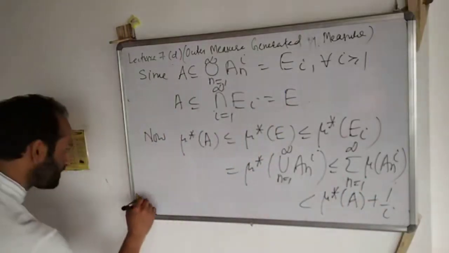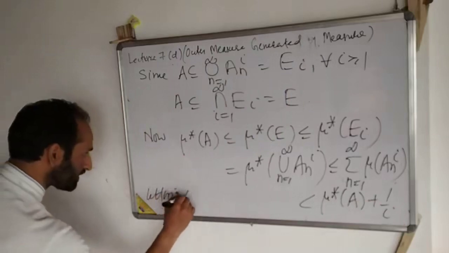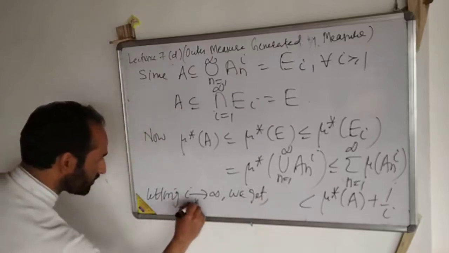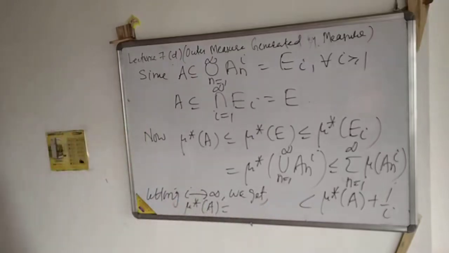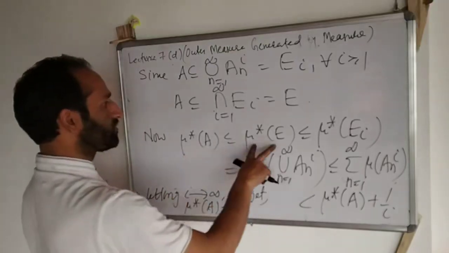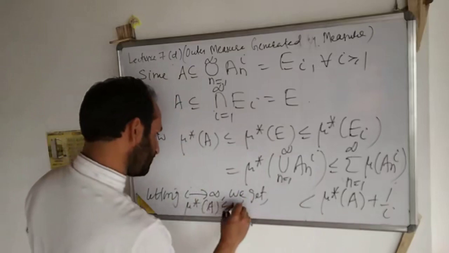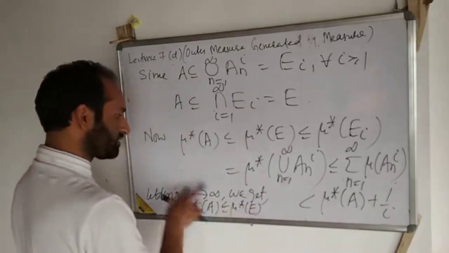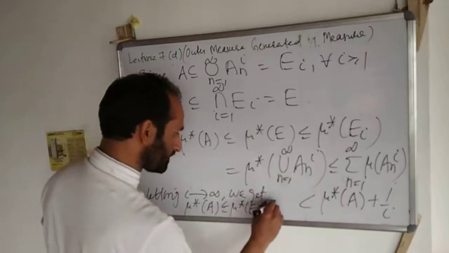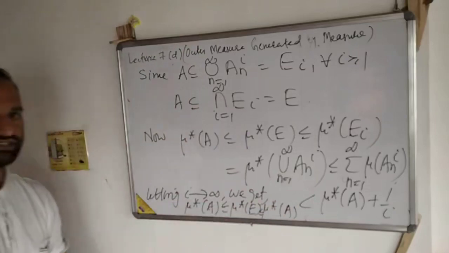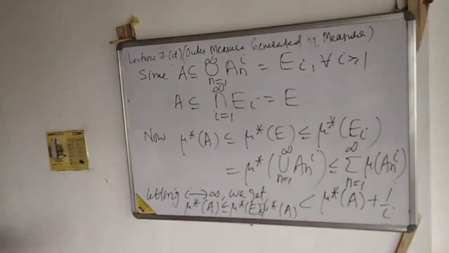Now letting i approach infinity, we get mu star of A is equal to mu star of E, because mu star of A is less or equal to mu star of E, which is less or equal to mu star of A. Therefore mu star of A is less or equal to mu star of E, which is less or equal to mu star of A. So that proves the equality: mu star of A is equal to mu star of E. So this proves this theorem completely.